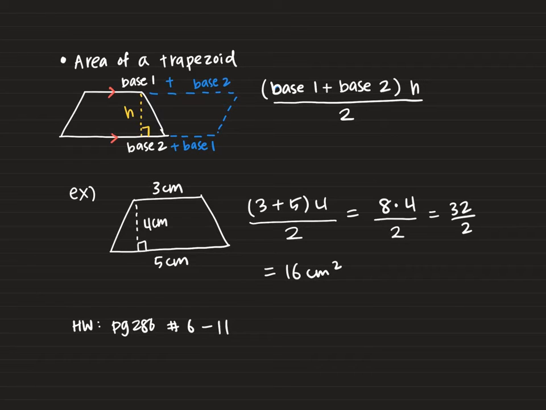So for your homework, you're going to have 6 questions only from textbook page 286, number 6 through 11. We will go over some of these questions because I know you are going to have some questions from this homework set. So try as much as possible to work on the shapes that you can, and then the other ones, I'll go over them together for tomorrow's live lesson.